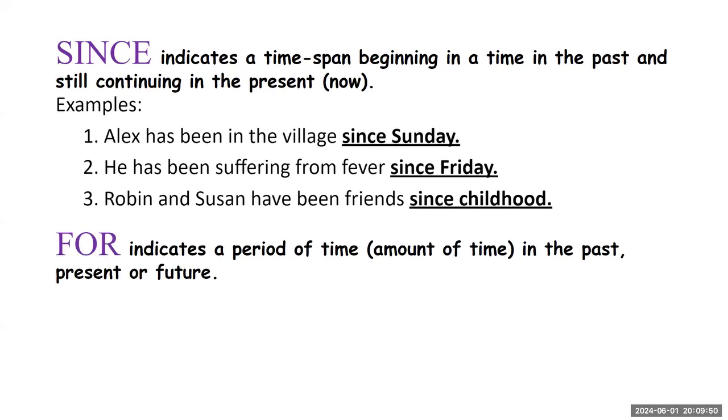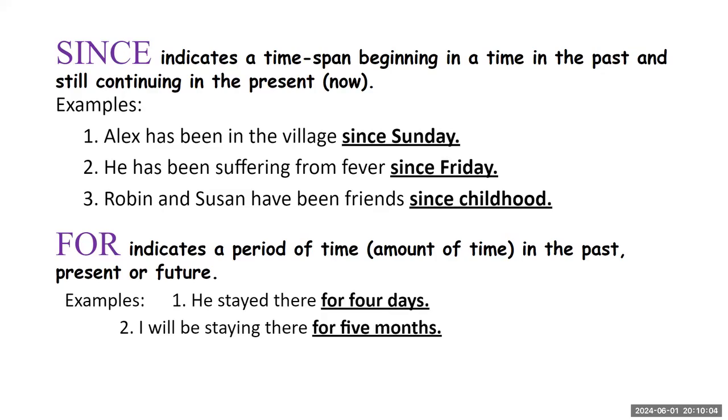When you use for, it indicates a period of time, an amount of time in the past, present, or future. He stayed there for 4 days. I'll be staying there for 5 minutes. You can see now the amount of time: for 4 days, for 5 months, for a year.